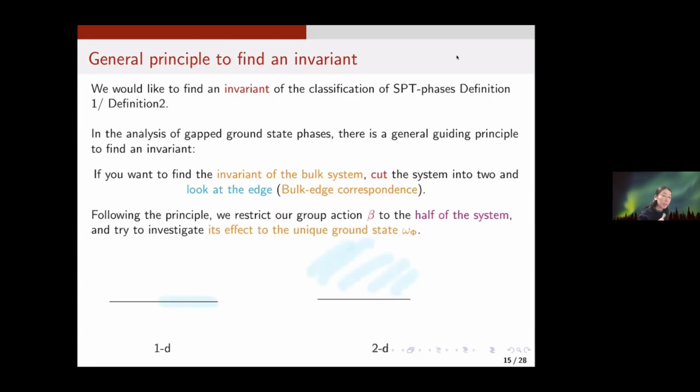And following this guiding principle, we decide to restrict our group action to half of the system. Namely, in a one-dimensional system, we consider the group action on the right infinite chain, and in a two-dimensional system, we consider the group action on the upper half plane. And then we try to investigate the effect of this group action on our unique gapped ground state omega phi. That is our first intuitive strategy.